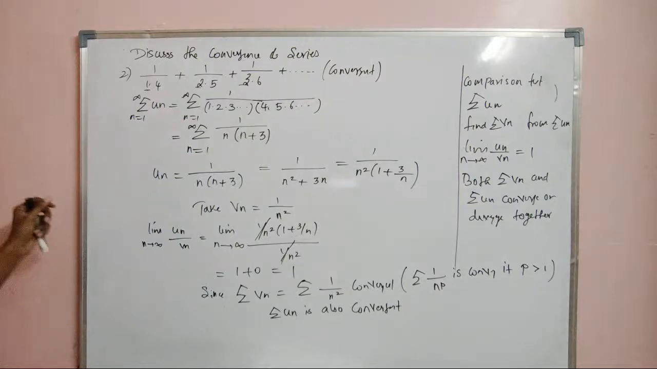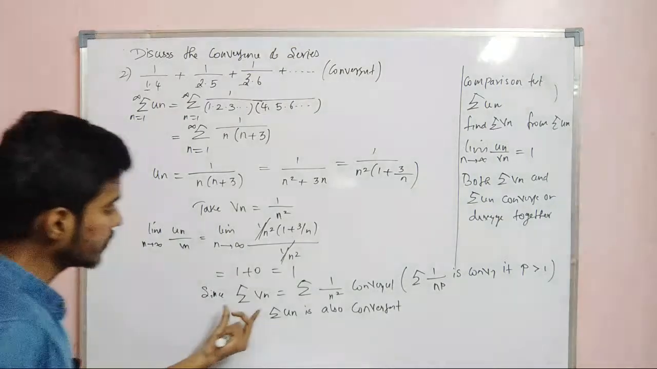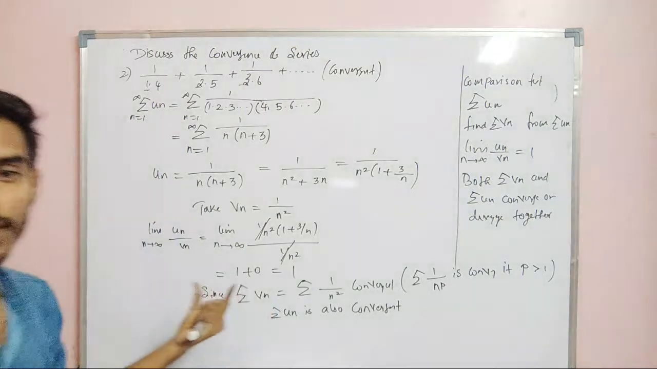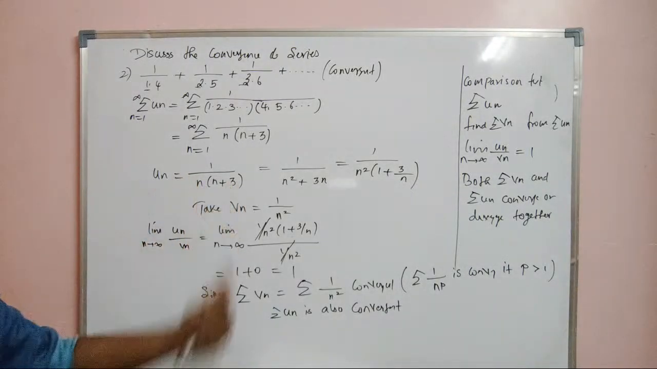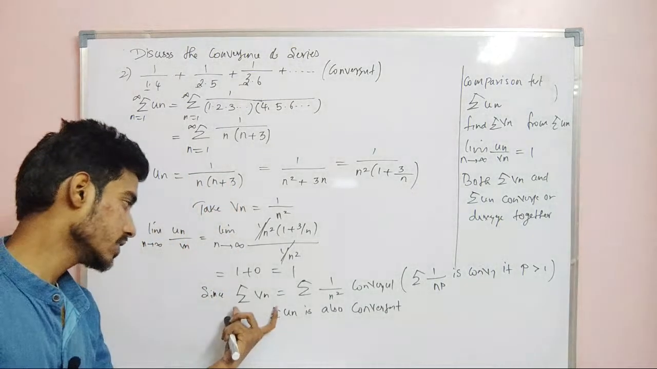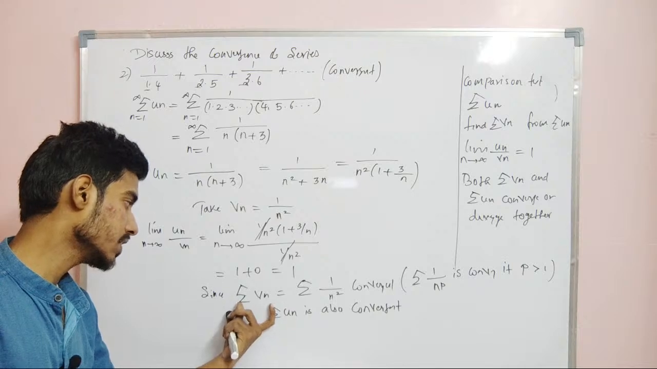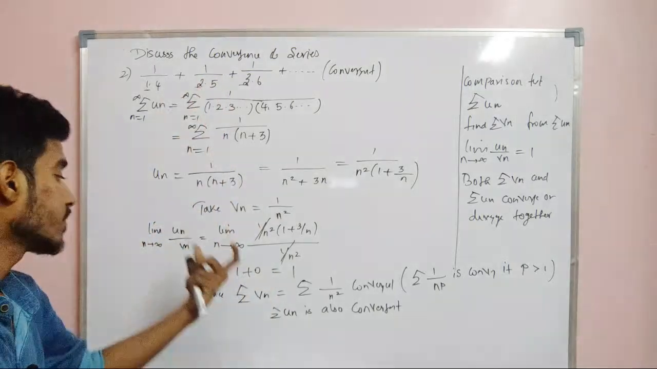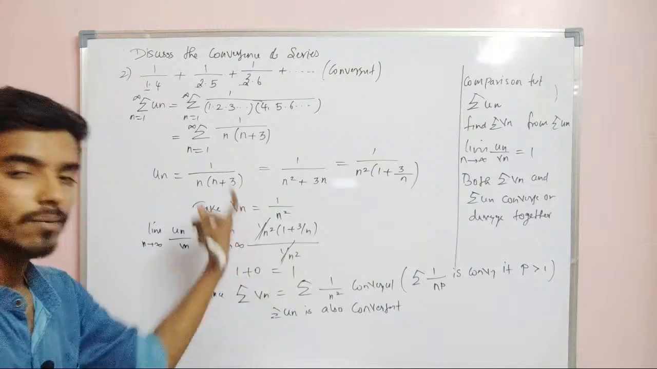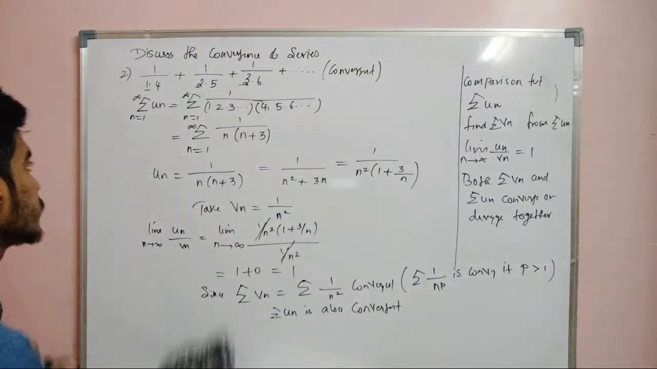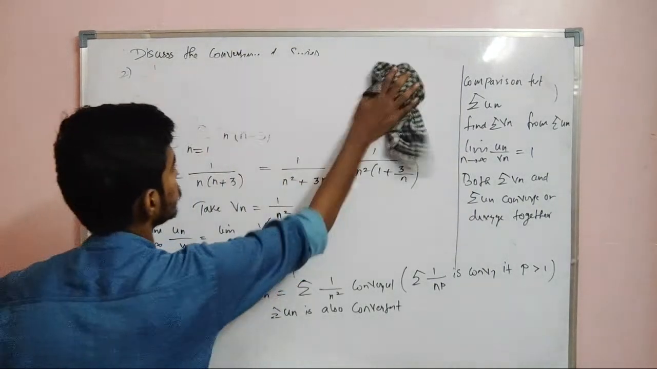What's the third problem? Depending upon the series summation vn, we can predict whether the given series un is convergent or divergent. If summation vn is divergent, then un is also divergent. If summation vn is convergent, then summation un is also convergent. So, the third problem.